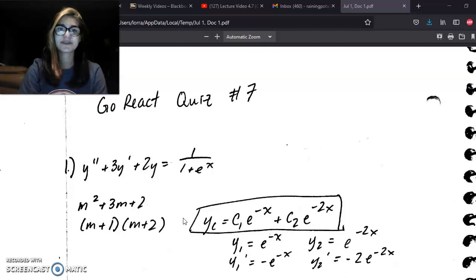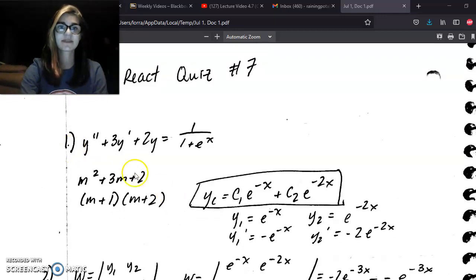So the first problem was to find y of c for this differential equation, y double prime plus 3y prime plus 2y is equal to 1 over 1 plus e to the x. In order to do that, I just use m squared plus 3m plus 2, and you can just factor that out to m plus 1 times the quantity m plus 2.